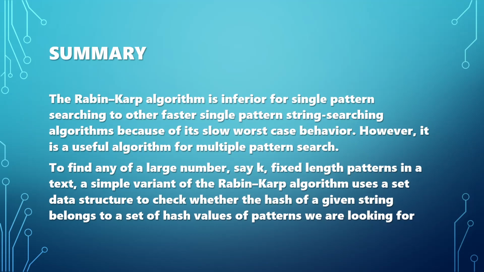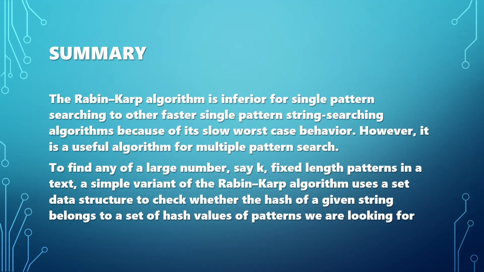However, it's a useful algorithm for multiple pattern search. To find any of a large number, say k for example, of fixed length patterns in a text, a simple variant of the Rabin-Karp algorithm uses a set data structure to check whether the hash of a given string belongs to a set of hash values of the patterns we are looking for. It's great. To clarify this statement, I would like to simplify it a bit.